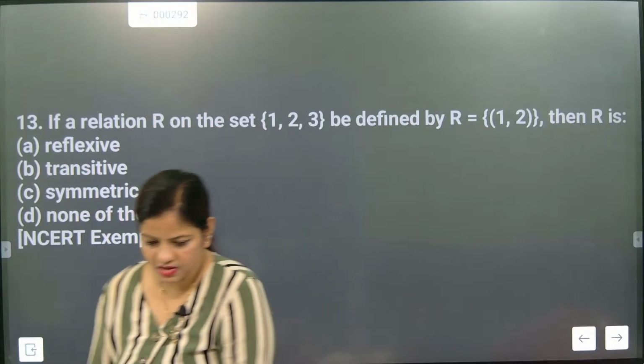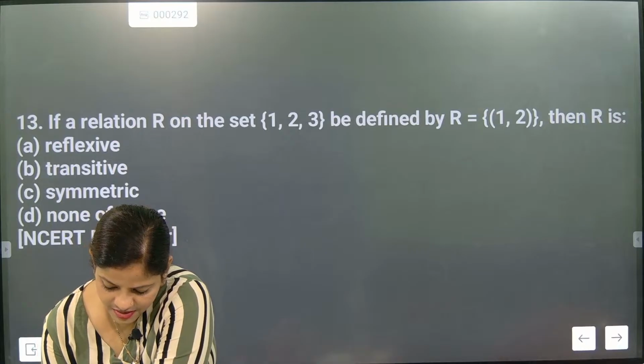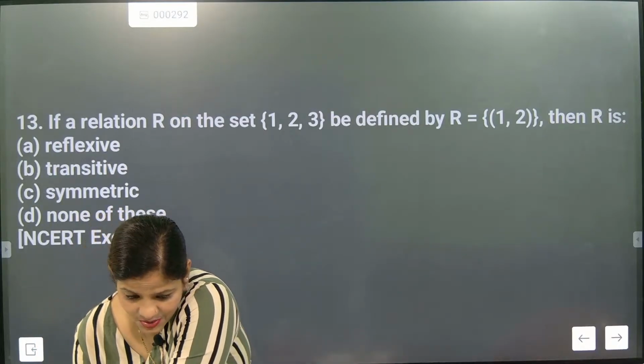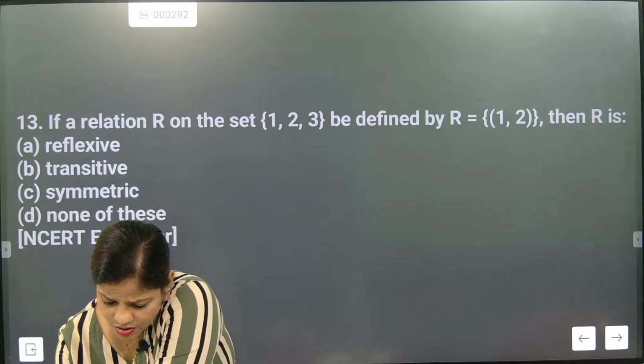Is it there or not? Option is none of this. No. There is still a possibility, beta. No, no, no. This much small analysis is not going to work.